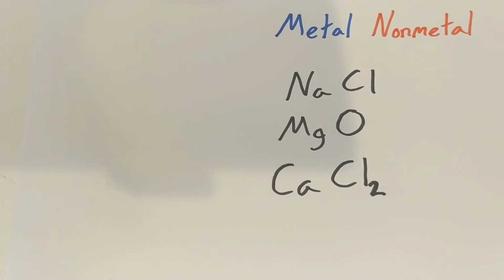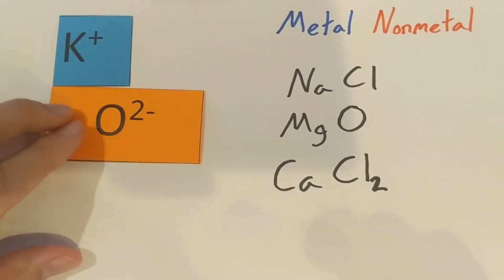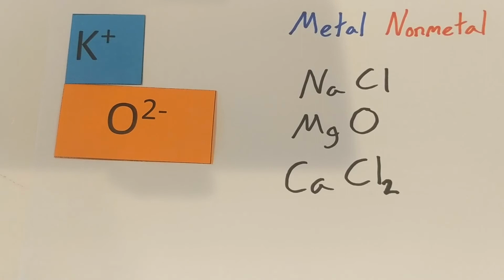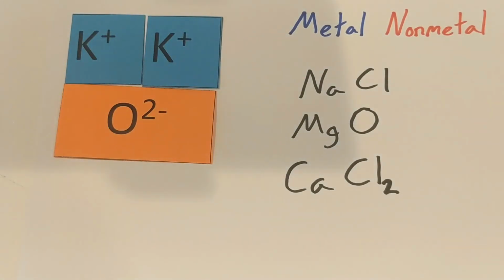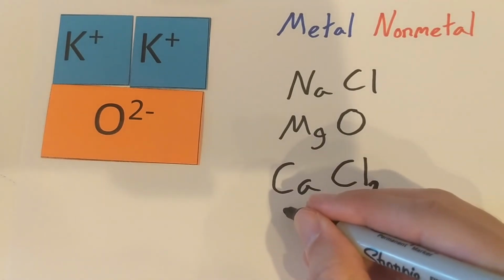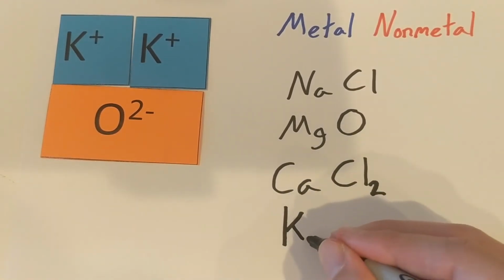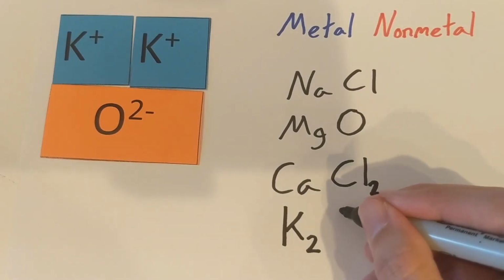We could do another one. We could do potassium oxide. So for this one, the charges don't balance out. I'll need to add another potassium there. So I got to put my metals first. So it'll be potassium, and I have 2 of them. And then I have 1 oxygen.